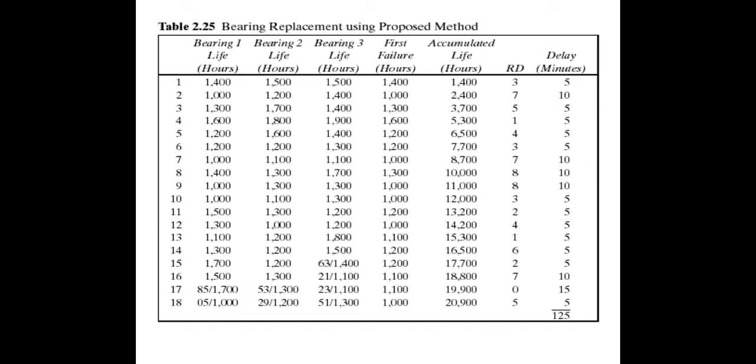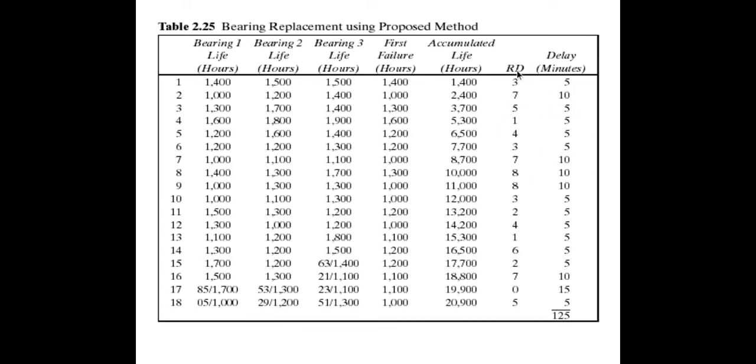Accumulated life hours is the current life hours plus the previous life hours. For the first case, the previous life hours is 0. So here it is 1400. And in this next case, the current life hours is 1000, and the previous is 1400, and the total accumulated is 2400. And the process goes on accordingly.